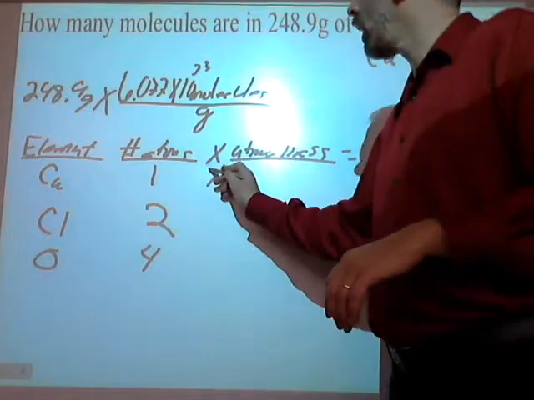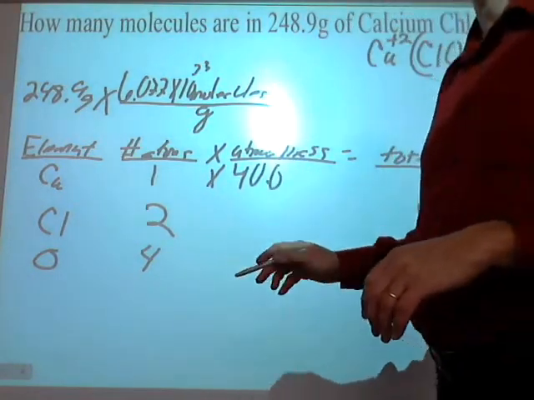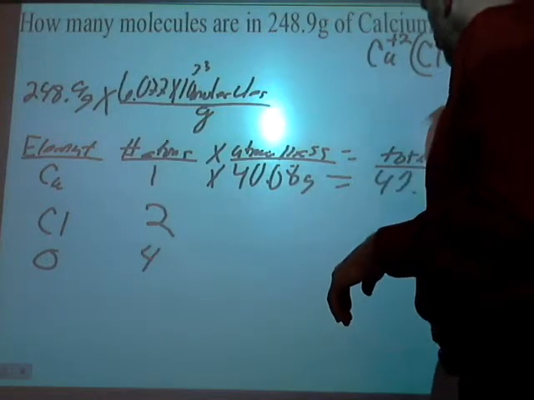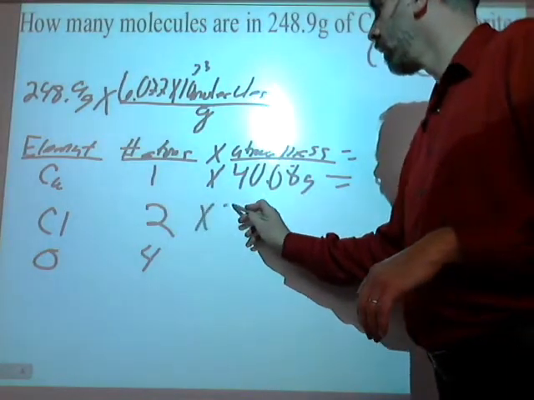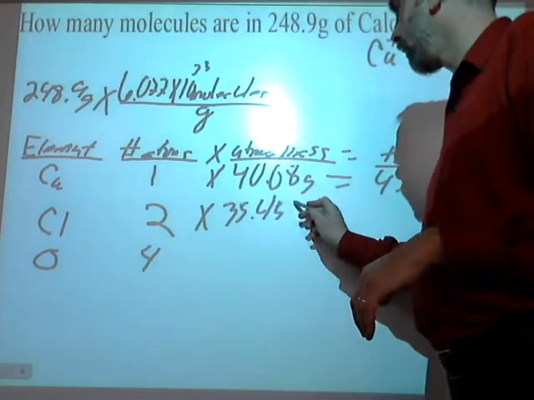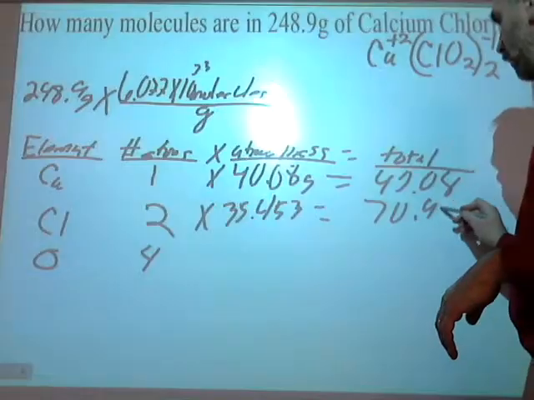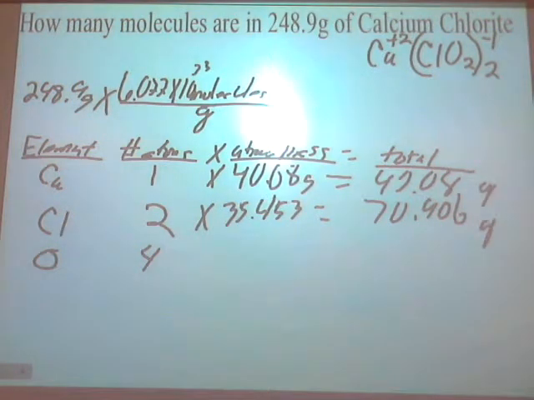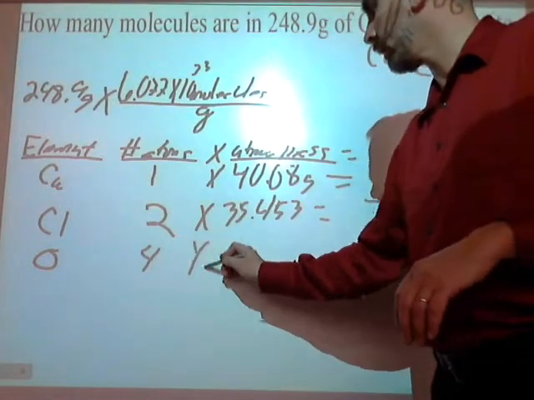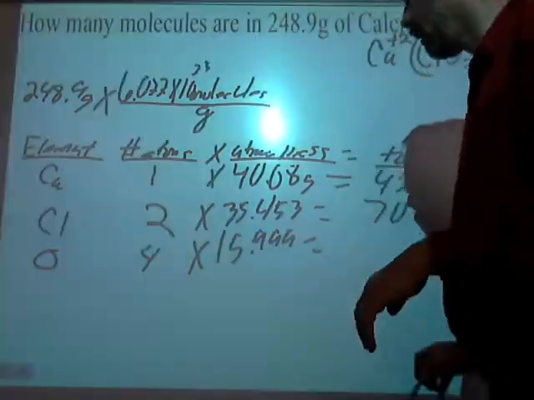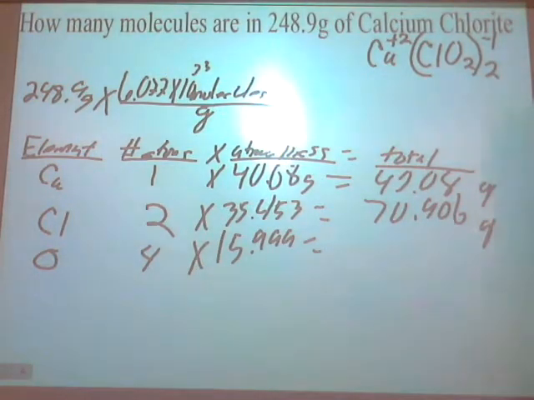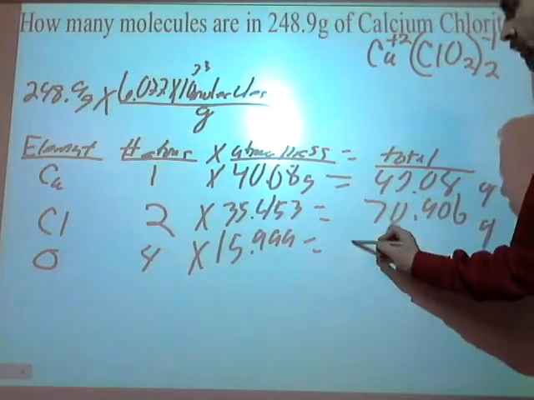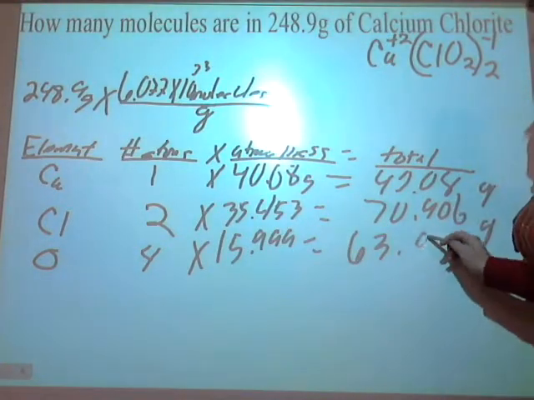All right. 1 times 40.08 is 40.08. 2 times 35.453 is what, 70.906? Is that right? I think. And finally, 4 times 15.999, you'll have to do that on a calculator, although it's not that hard. What is it going to be? 63, I would think. 63 point what? 996. That makes sense.